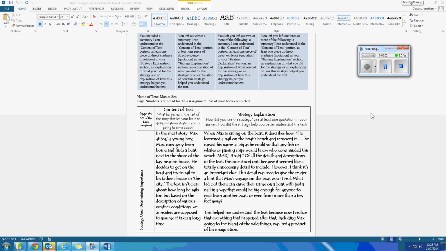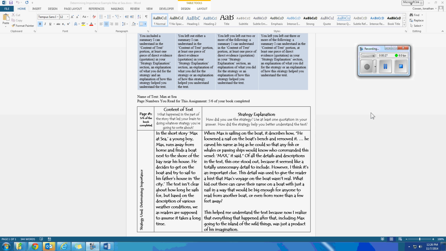All right, let's talk determining importance. Determining importance is the idea that as you're reading, you get thousands of pieces of information thrown at you in the course of one book. And you don't remember all of them. The ones you tend to remember are the ones that are really important for the story, or they are the ones that you find to be interesting personally. Those are the things we tend to remember.